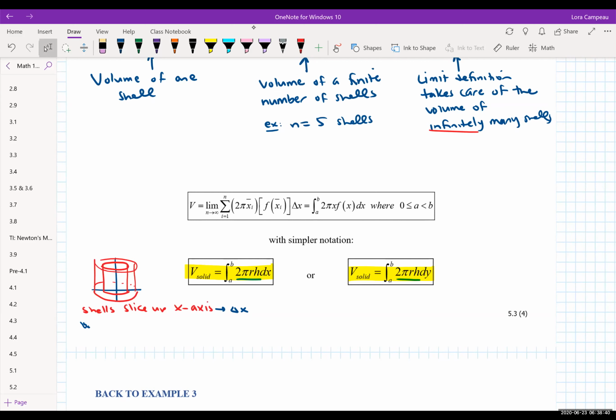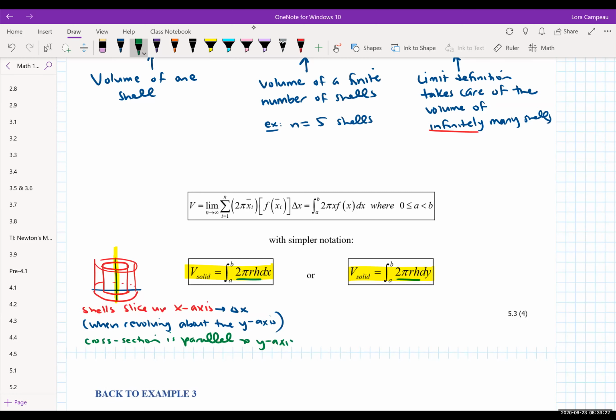And so notice we're revolving, if I can write straight again, we're revolving about the y-axis. So that's our axis of revolution there. So when you make your shells, they slice up the x-axis. That's why we're using delta x. And just to remember, the cross section that we're taking is parallel to the y-axis.